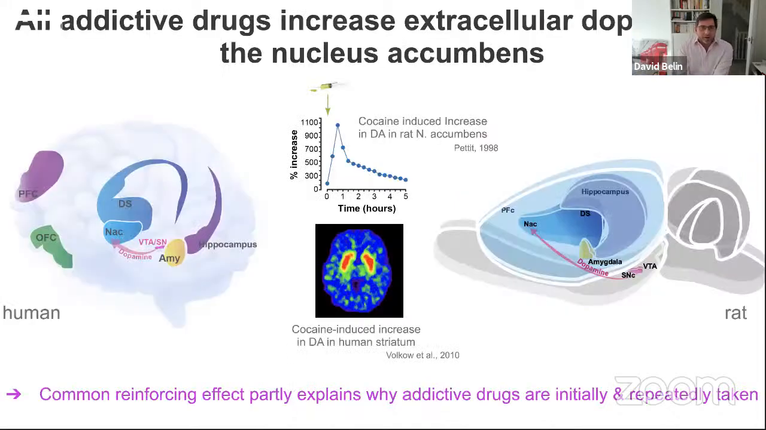So, as I just said, there's no drug addiction without drugs, and we know that all addictive drugs increase extracellular dopamine in the nucleus accumbens. All addictive drugs, one way or another, influence the mesolimbic system from the ventral tegmental area to the nucleus accumbens. That has been shown in animals using, for instance, microdialysis, or even in humans in PET imaging studies. And the ability of drugs to increase extracellular dopamine in the nucleus accumbens clearly is involved in their common reinforcing effects, which partly explains why addictive drugs are initially and repeatedly taken.